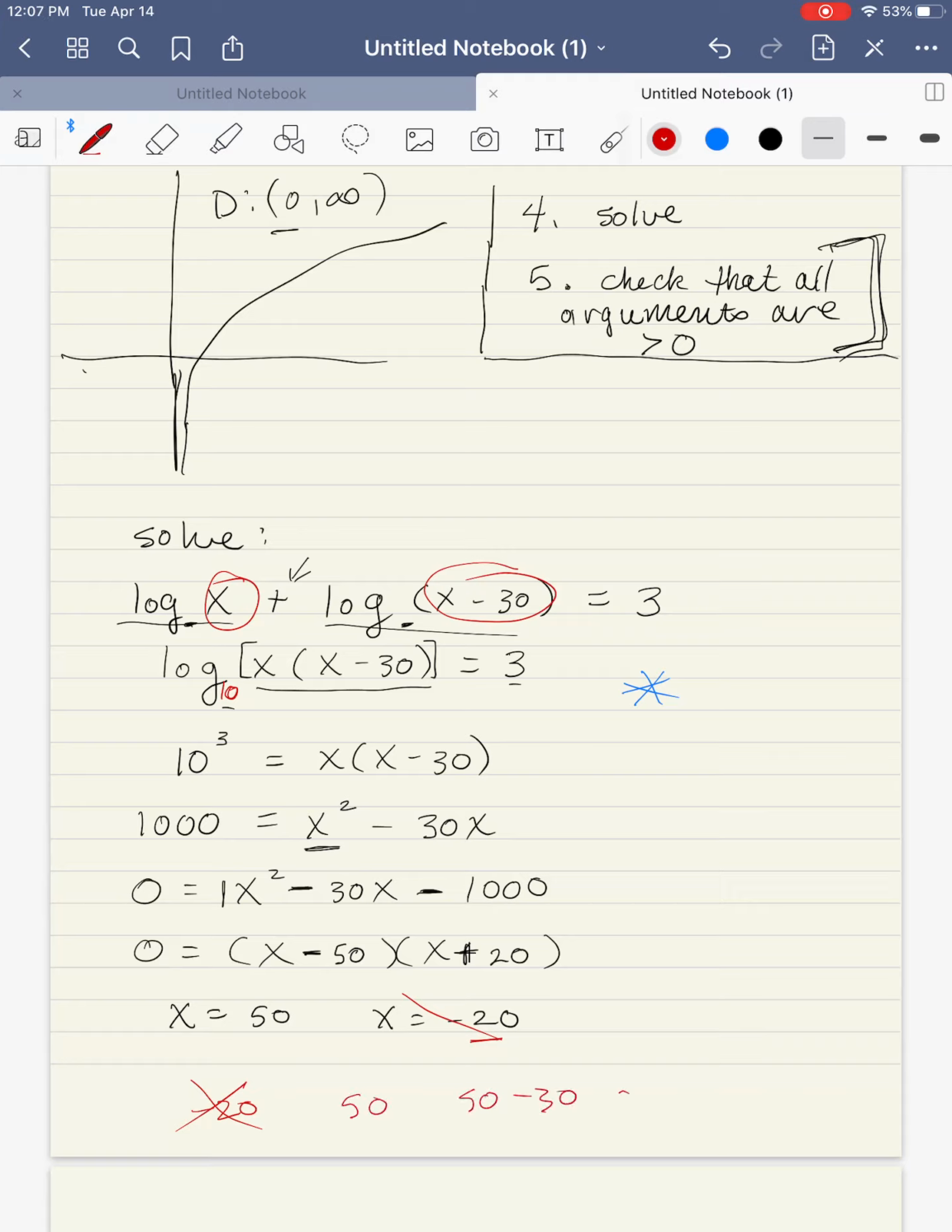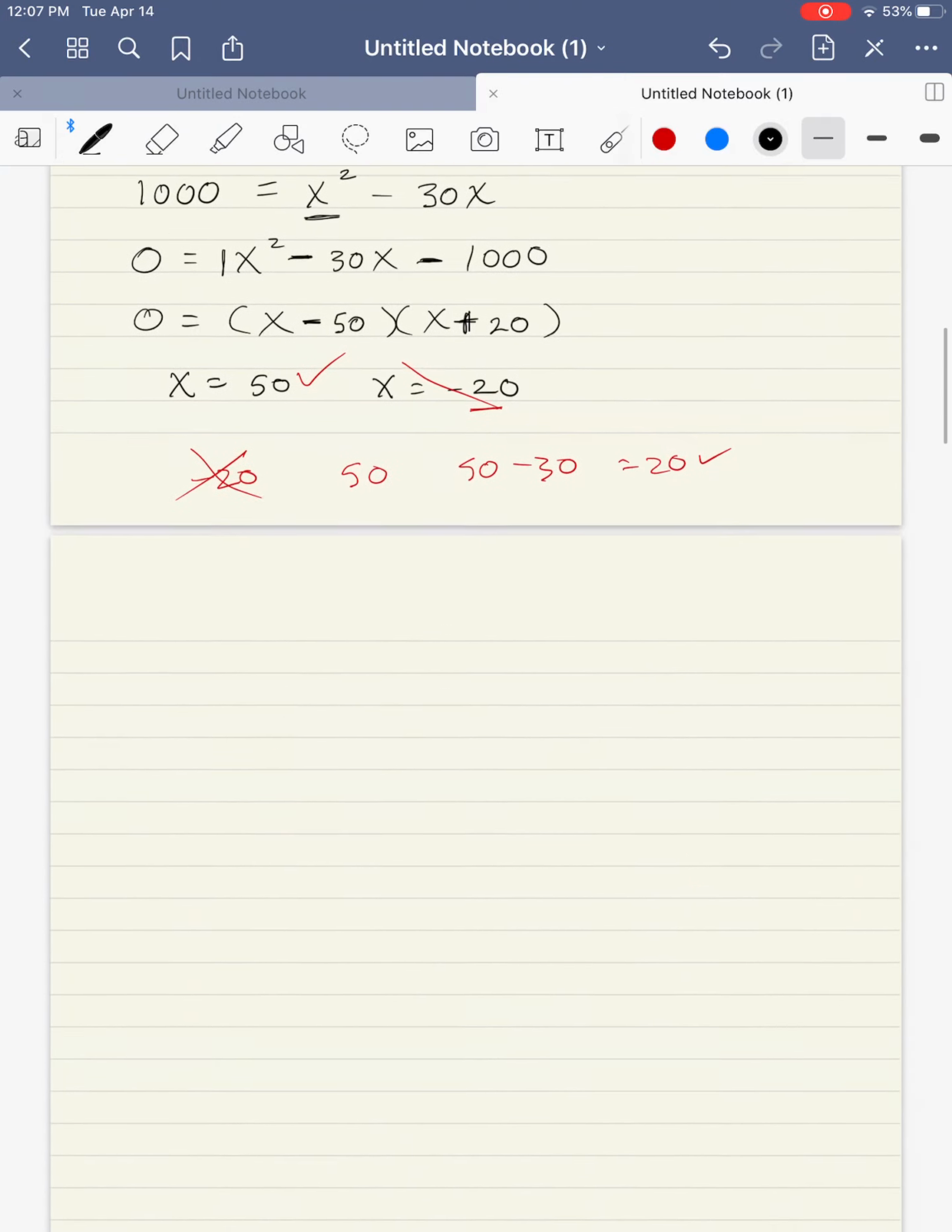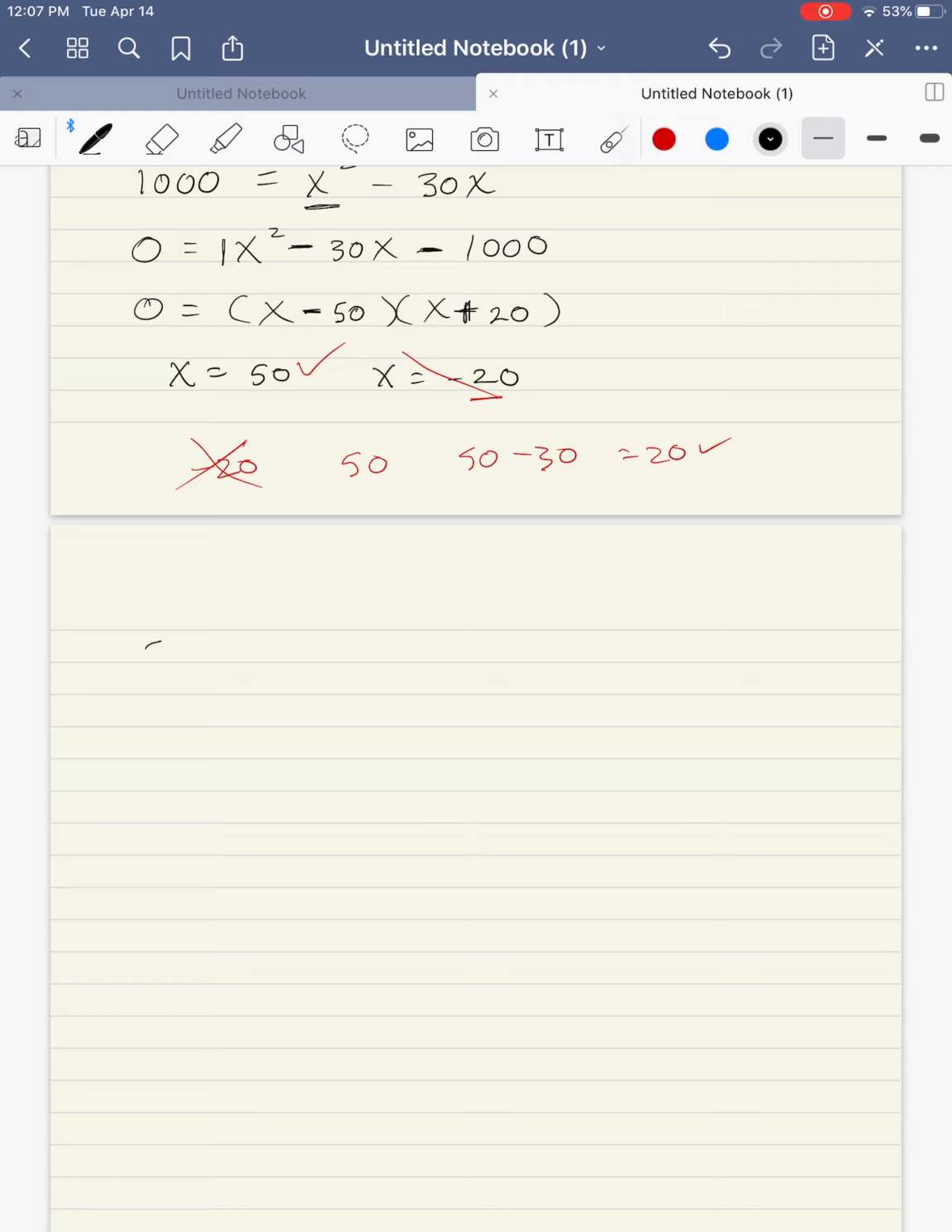If I plug 50 in, I get 50, and then 50 minus 30 is 20, so x equals 50 is my only correct answer. So be sure to check both answers. Make sure that your argument is positive. You could have both work, both don't work, one works, one doesn't work, but be sure to check. So on this one, we have the solution x equals 50. Let's look at another one.